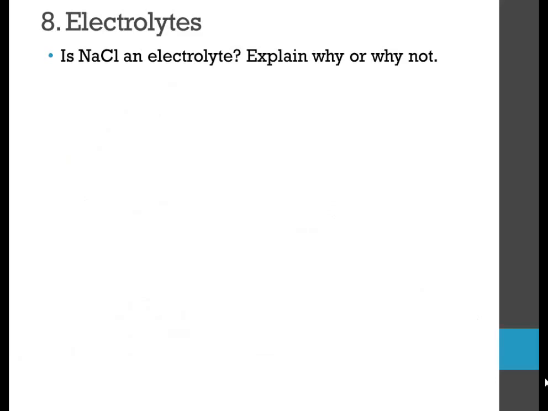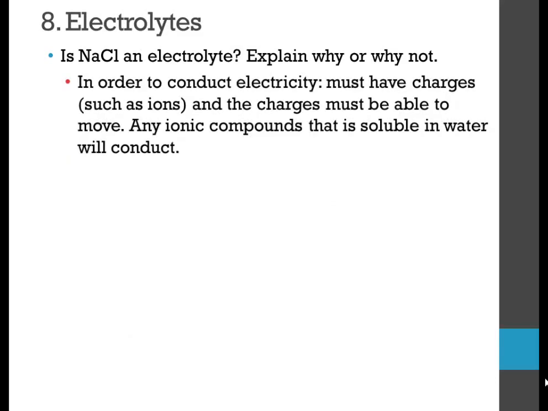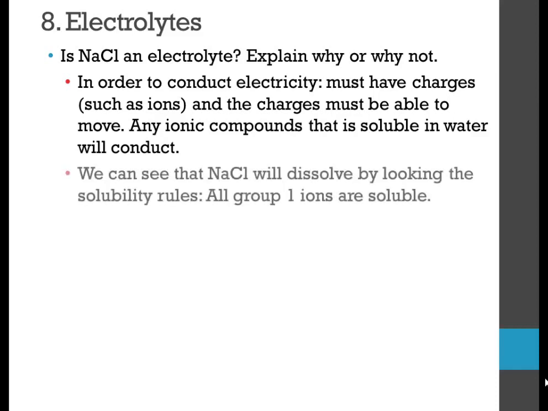Next one is: is NaCl an electrolyte? Explain why or why not. So this has got 2 pieces to it. So first, in order to conduct electricity, I gotta have charges such as ions, and those charges must be able to move. So the way that happens is by dissolving in water. So number 1, it has to be soluble in water, and number 2, it has to form ions when added to water. Now, ionic compounds, ionic solids, are pretty much all water soluble.